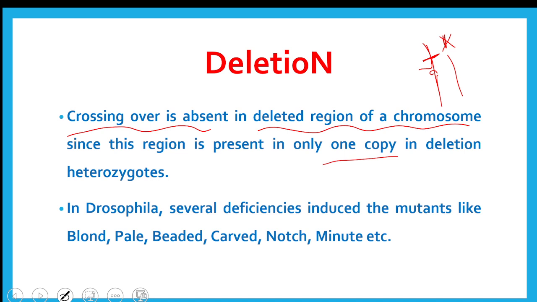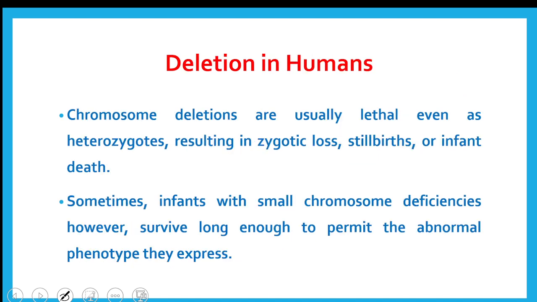In Drosophila, several deficiencies induced mutants like blonde, pale, beaded, curved, notch wings, minute wings, etc. So many such deletions resulted in numerous phenotypic characters in Drosophila. And coming to the examples for deletions in humans and their effects, deletions are lethal, as we have said, even as heterozygotes in human beings.